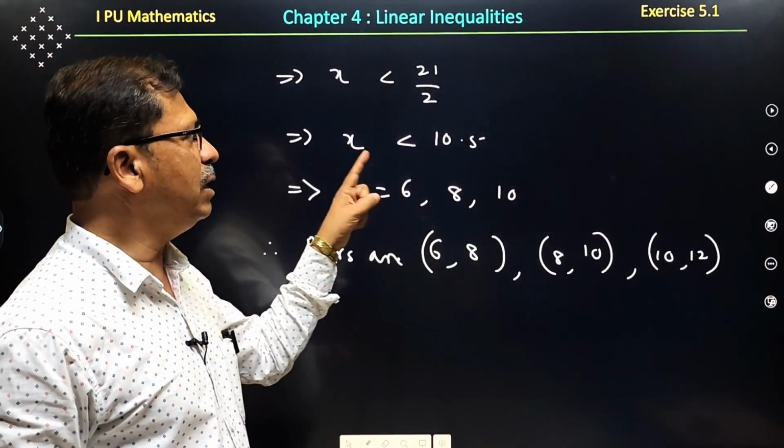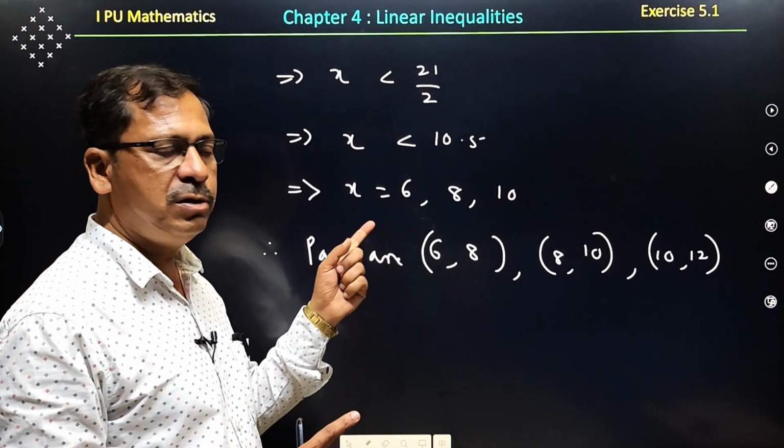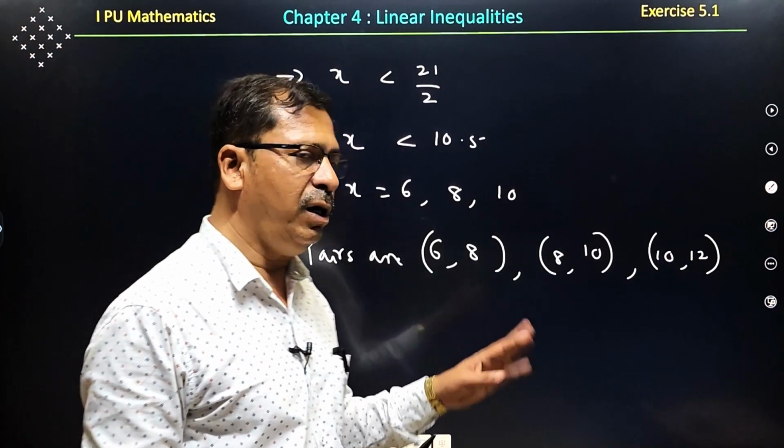X must be less than 10.5, not x plus 2. Okay, x is less than 10.5. This is the next condition here. So the possible pairs are 6, 8; 8, 10; and 10, 12.